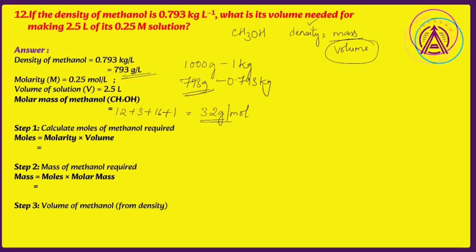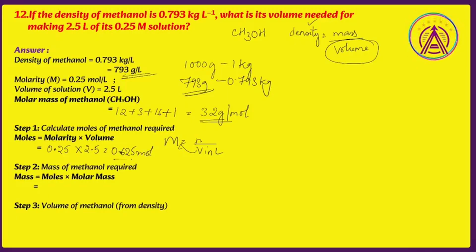Okay, I know that molarity is nothing but moles divided by volume in liters. Correct? So I know molarity is 0.25. So if I want to find the number of moles, I can take this to the other side. So I have 0.25 into 2.5, which is nothing but 0.625 moles. Okay, so I found my number of moles.